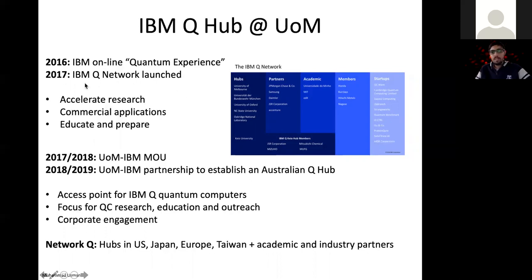Then in 2017, IBM launched a quantum network, the Q Network. The idea was to partner with universities across the world to provide them premium access to IBM machines so that they can use them for education and research. That's what happened at the University of Melbourne too. We have a partnership with IBM, which was established somewhere in 2017-18, and we now have the only Australian quantum hub, established at the University of Melbourne. If you're part of our team, part of the IBM Q Hub, then you can access premium IBM quantum computers to do research, to do experiments on them, and to learn more about real-world quantum computers.